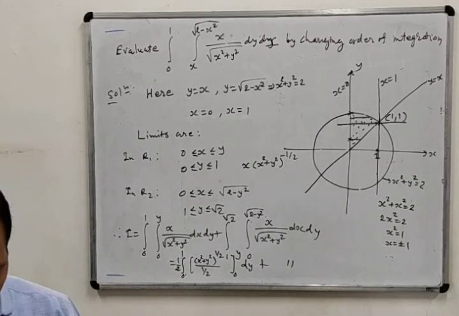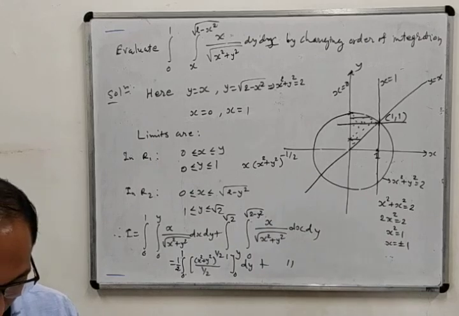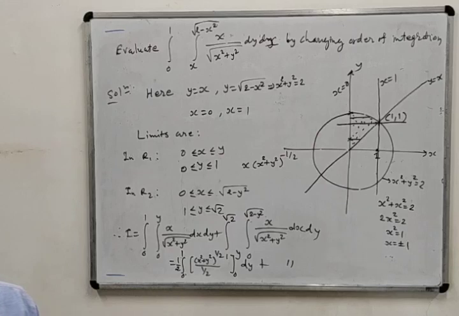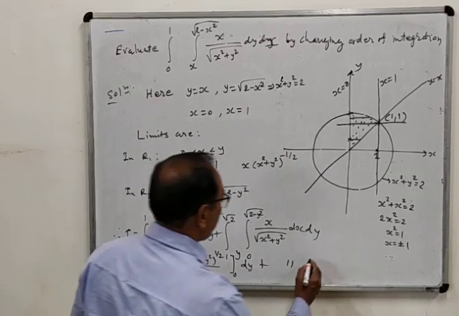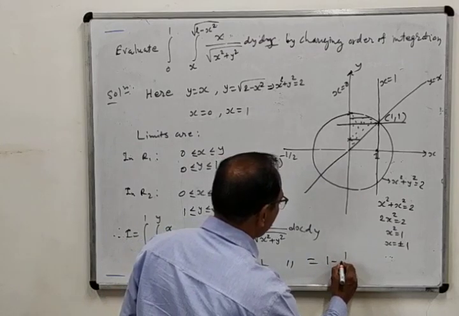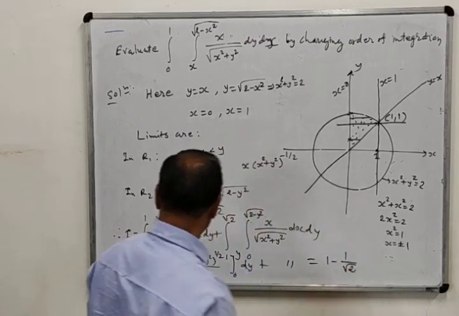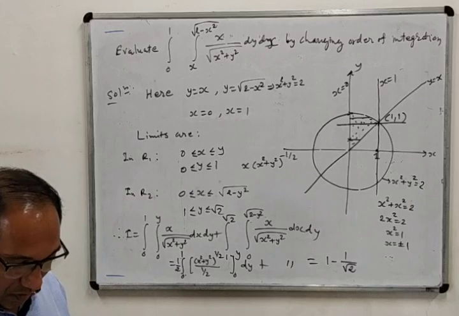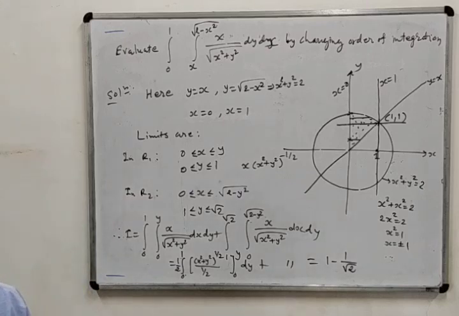So the further steps you can do yourself, and then you try to find out the final value. You will get its final answer as 1 minus 1 upon root 2. Okay. So the rest part of the example you can try to solve yourself.